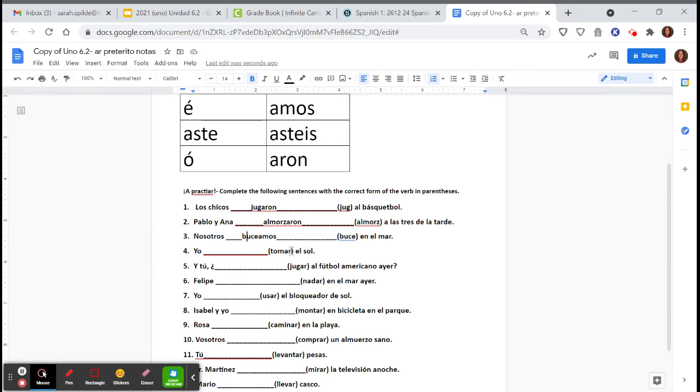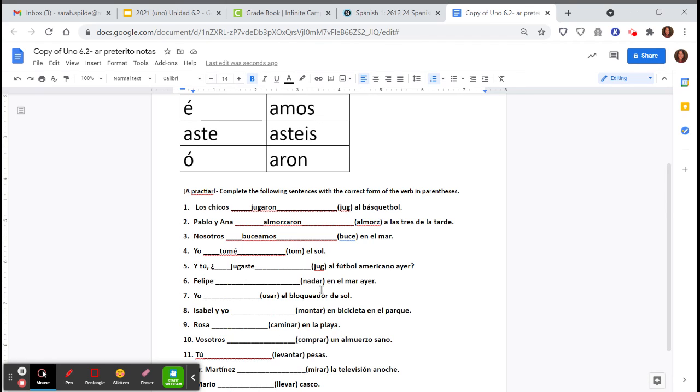Cuatro. We have tomar. So we're going to take off our AR ending and then add our new one back on. And if it's the yo form, we have tomé. So yo tomé el sol. So I sunbathed. Then it says y tú, jugar al fútbol americano ayer. So take off your AR ending. It's the tú form, so we're going to use aste as our AR ending. So we have jugaste al fútbol americano ayer. Did you play football yesterday?